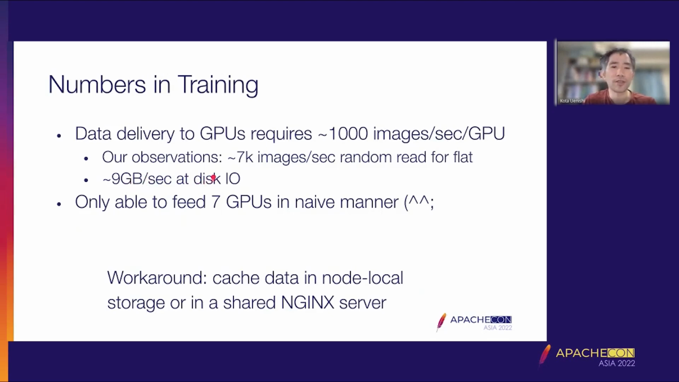So in a naive manner, we can only feed 7 GPUs, even though we have more than 1,000 GPUs. The workaround here would be caching that data in node local storage, or caching that data in a shared cache server like Nginx or whatever, in a remote centralized server.